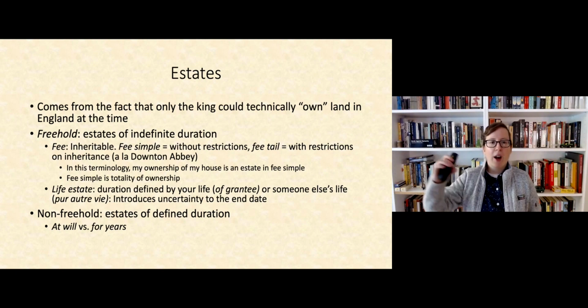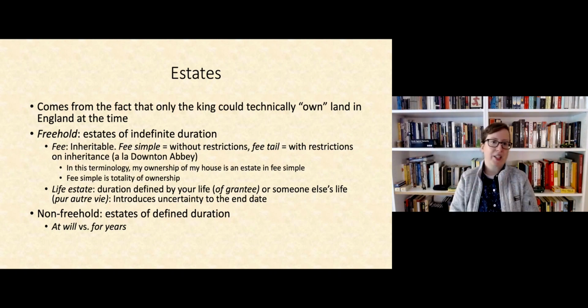Okay. In contrast to freehold estates, there are non-freehold estates, and these have a definite defined duration, right? Either totally at the will of the landlord, or for a certain number of years.